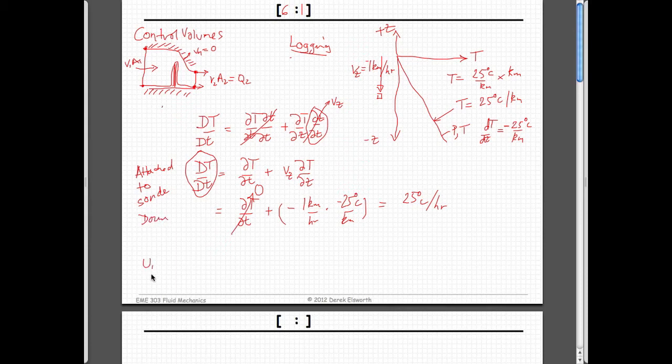If we went up, what would it be? It would be equal to, again, 0 minus. Well, no, sorry. It would be 0 plus, but now this velocity would be equal to plus 1 kilometer per hour times minus 25 degrees C per kilometer. Okay, so it wouldn't change, right?